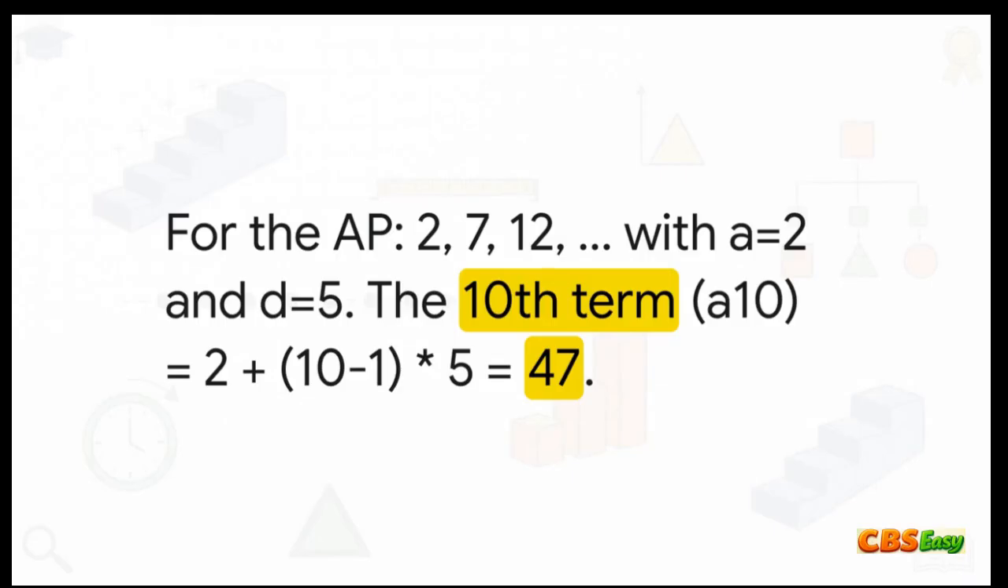You've got the series 2, 7, 12. Our starting point A is 2, and the jump between numbers, D, is 5. Let's say we want the 10th term. We just plug it in. It's 2 plus, well, 10 minus 1 is 9, times 5. So that's 2 plus 45, which gives us 47. Boom. Done. So much faster than counting on your fingers.